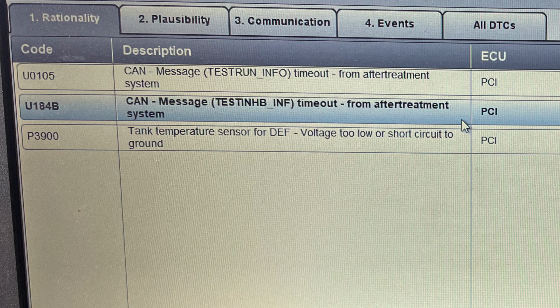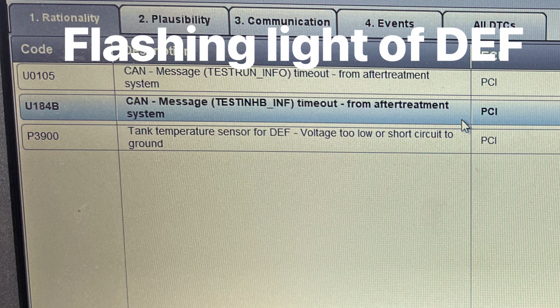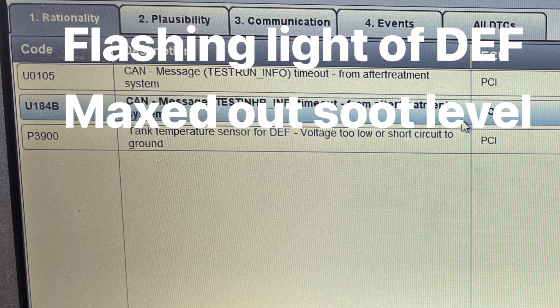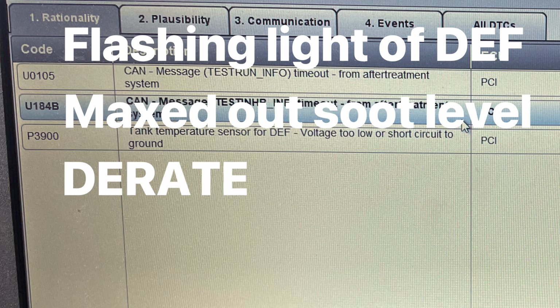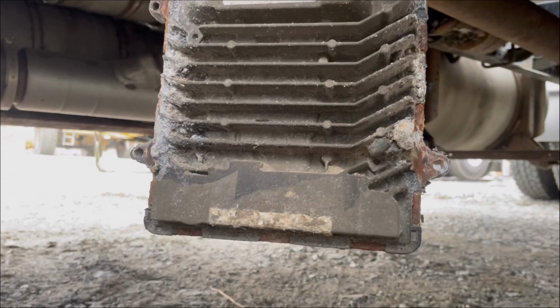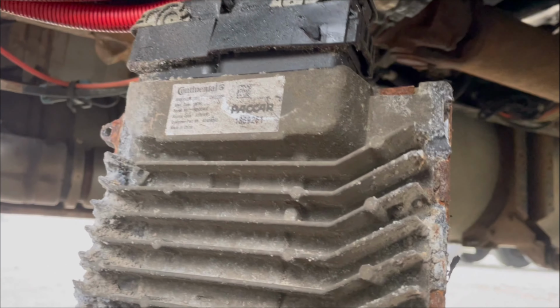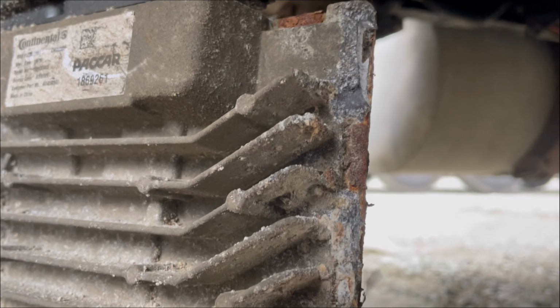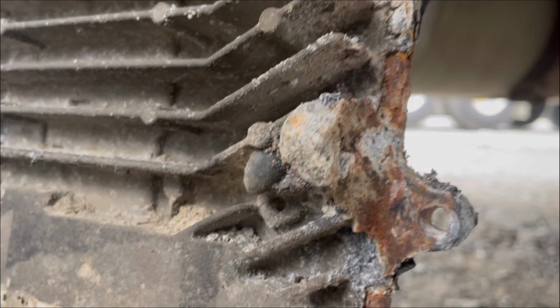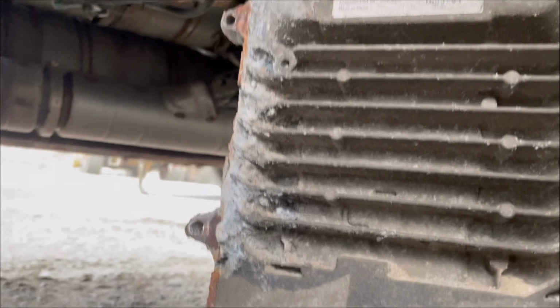So I have a sneaking suspicion that the flashing light of death, the maxed out soot level gauge, as well as the obvious derate are all because the EAS is offline. This is just a default state. So our next step is to get a visual on that EAS-3. And I think they got to come out with a -4 because the -3s just aren't cutting it.